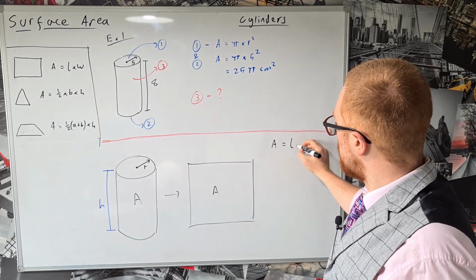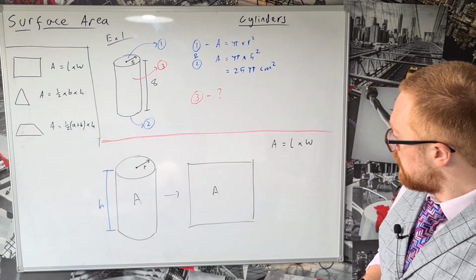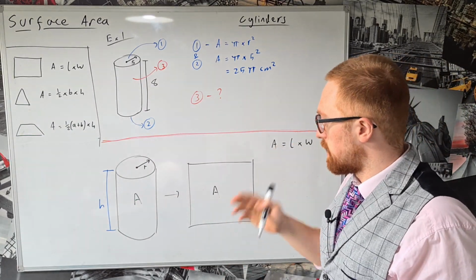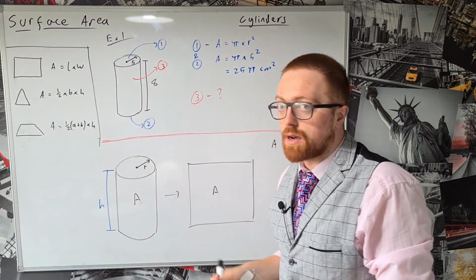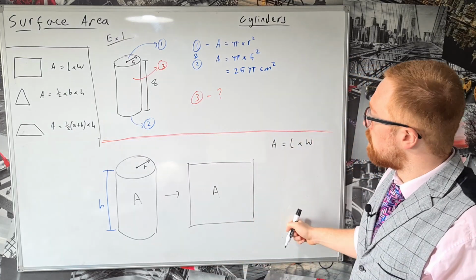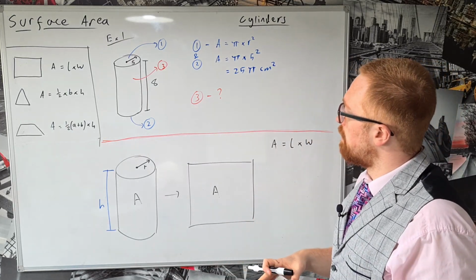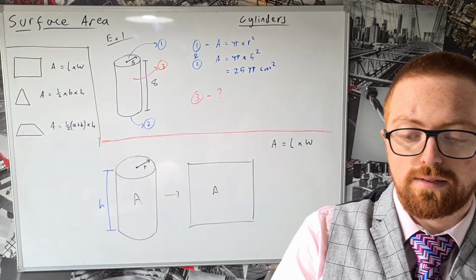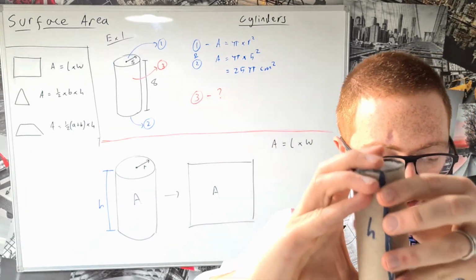Now the area of a rectangle is length times width, so wouldn't it be really nice if we could work out what the length and the width of this rectangle is in terms of h and r? At that point we're laughing, we can go back and finish this example off really well. So let's first of all have a look at the slightly easier one.